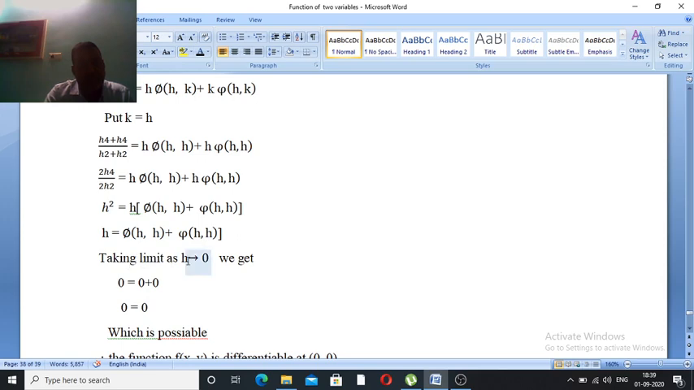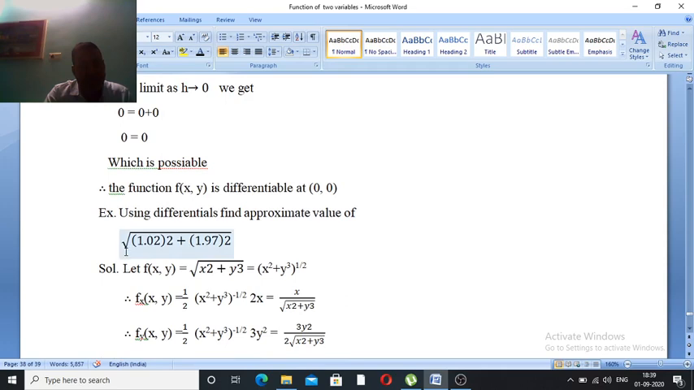Taking limit as h tends to 0, we get 0, since phi and psi tend to 0 with respect to the limit as h tends to 0. So 0 is equal to 0 plus 0, that is 0 is equal to 0, which is possible. Therefore, the function f(x,y) is differentiable at origin.